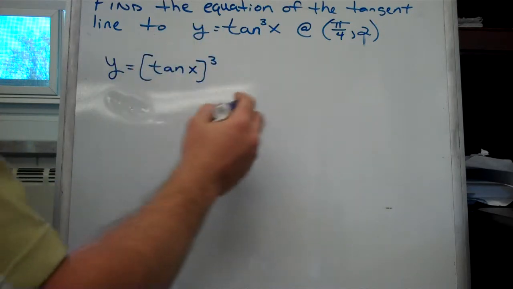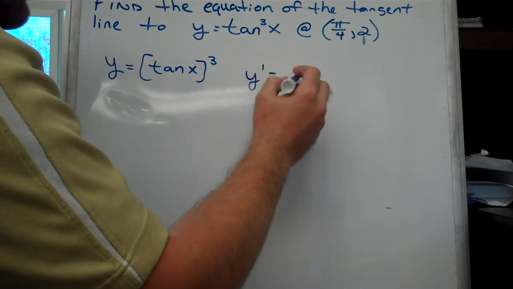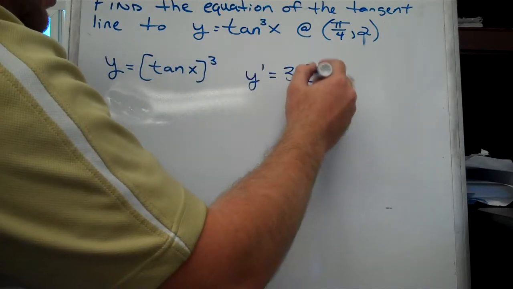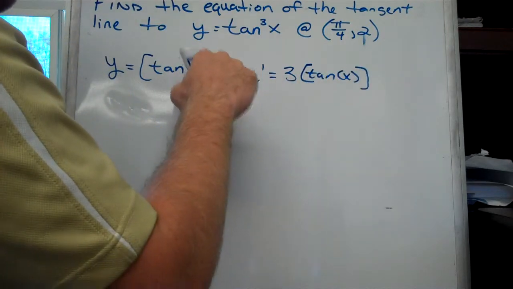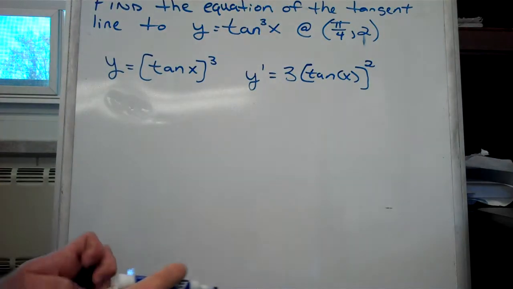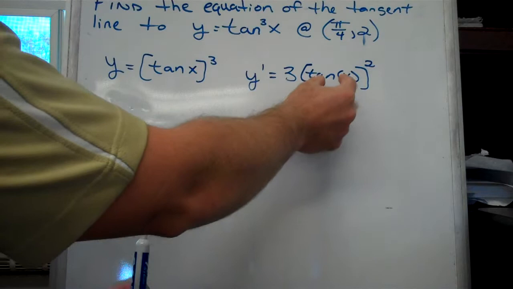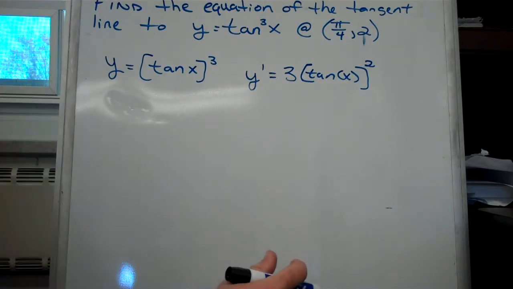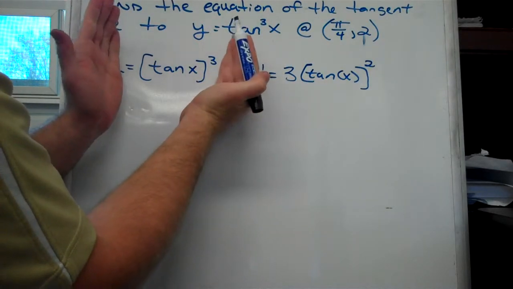So I'm going to bring that 3 out in front. The derivative, y prime, is going to start as 3. Now I'm going to take the tangent of x, and because that 3 came out, the power rule says you subtract 1 from it, and you get the power 2. So essentially this is tangent squared of x. Remember, we said this in class, when I take the derivative of the outside part, that was with the power of 3.